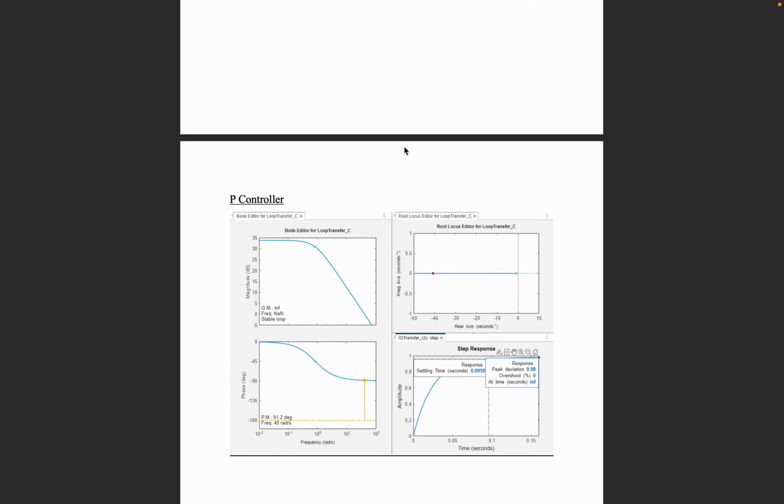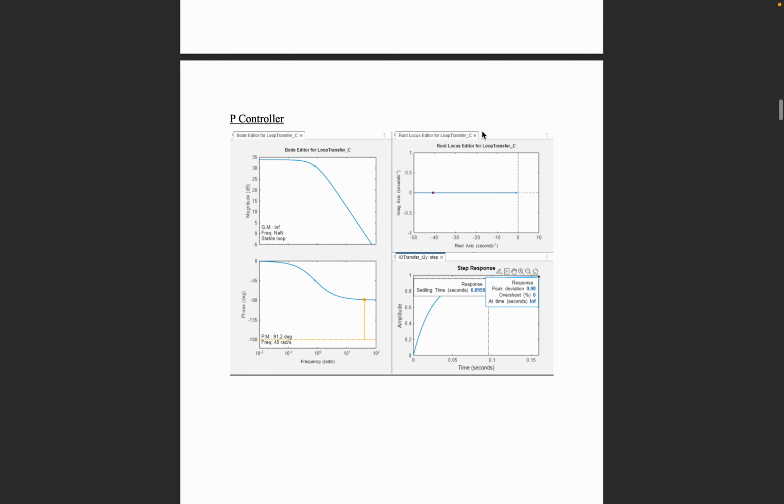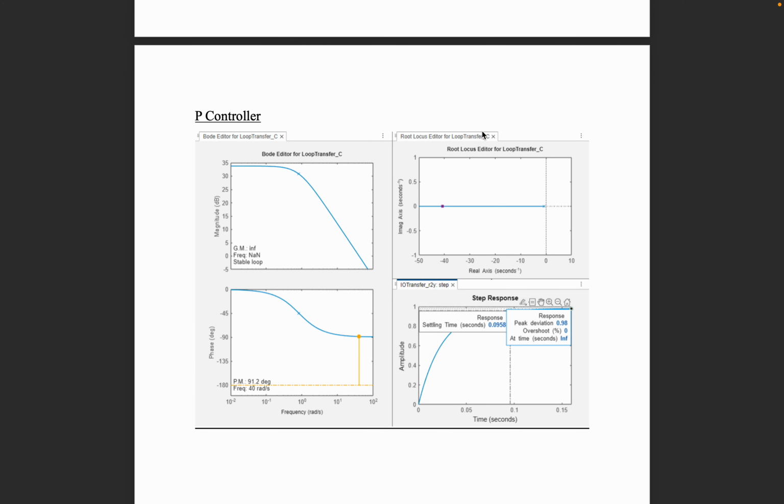Next, I designed the P controller. As you can see, for the step response of this P controller, it improved the speed a little bit but has steady state errors. For the root locus, the P controller moves the poles left a bit but not much improvement. And for the Bode diagram, it gave small gain and phase margins, so the system was not very robust.